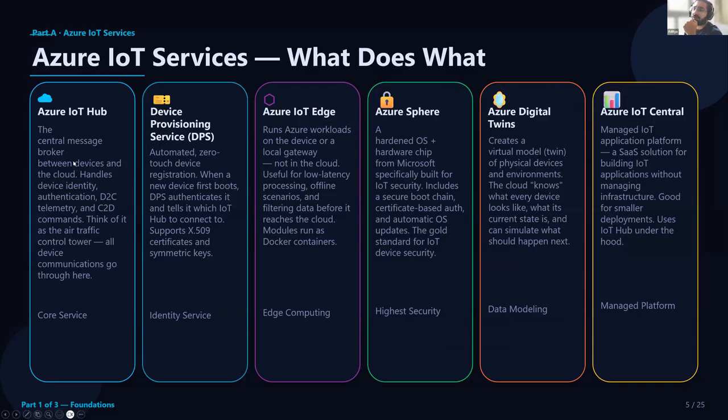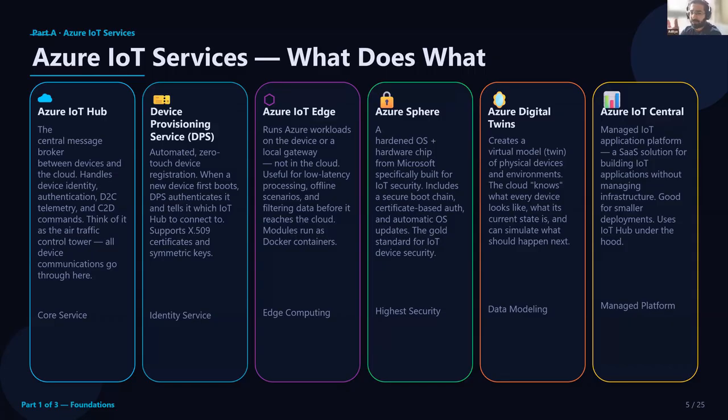So what are the Azure IoT services? Azure has a layered ecosystem of IoT services, and it helps to understand what each one does before talking about securing them. Let's start with the Azure IoT Hub. It is like a central message broker. All D2C telemetry and C2D commands go through it. Think of it as air traffic control for your fleet.